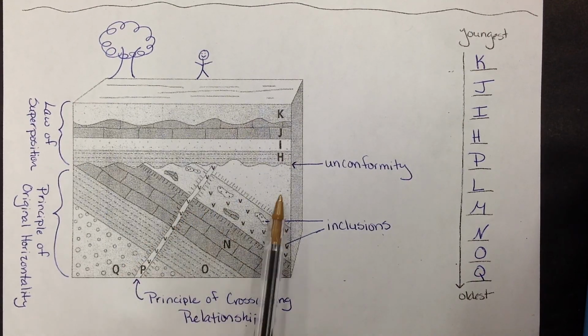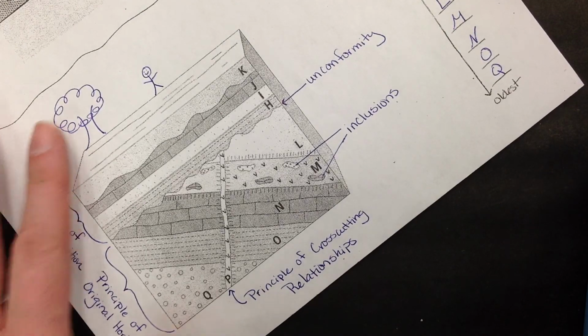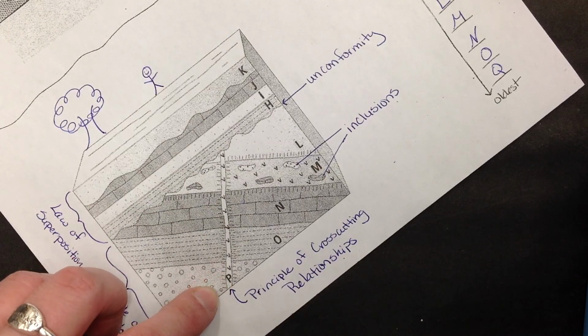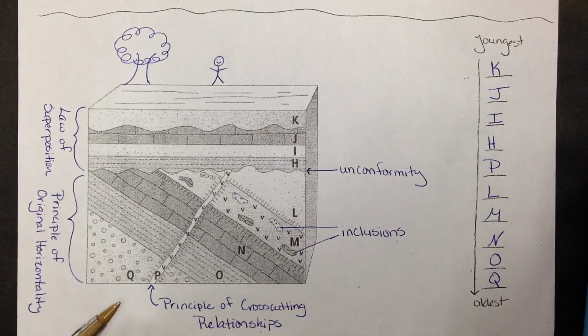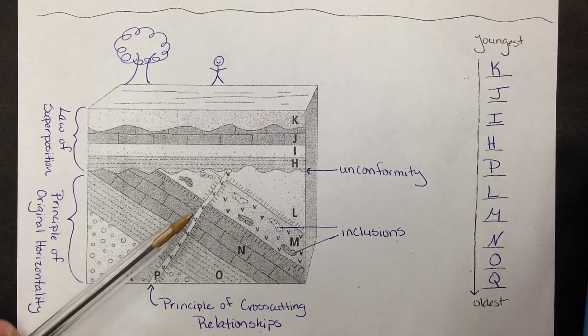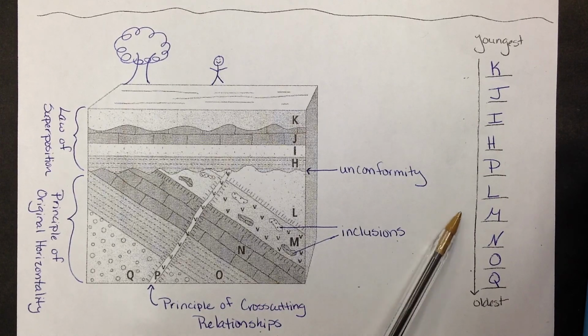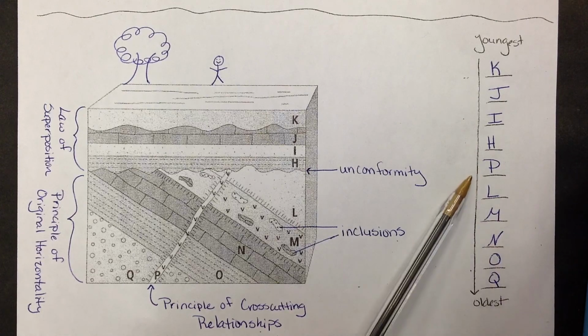So Q being oldest and L being youngest of this set here, because according to that idea of original horizontality, they started out like this, and then according to the law of superposition, the ones on top would be younger and the ones on the bottom would be older. So that takes care of those layers. Then P, that crosscut, cuts through Q, O, N, M, and L. That means that it was formed after those layers already existed. They had to be there in order for that to cut through them. So that makes L, and then P, as we're going up the side over here on our oldest to youngest.